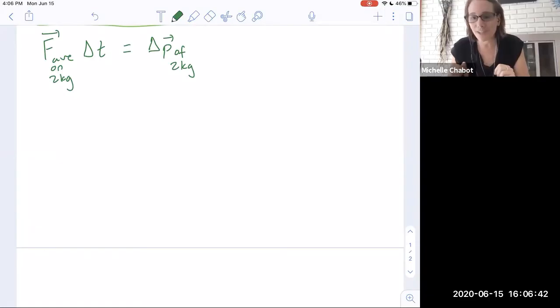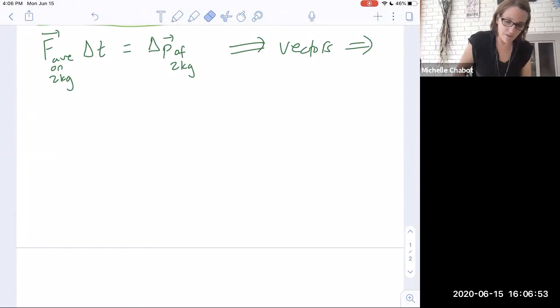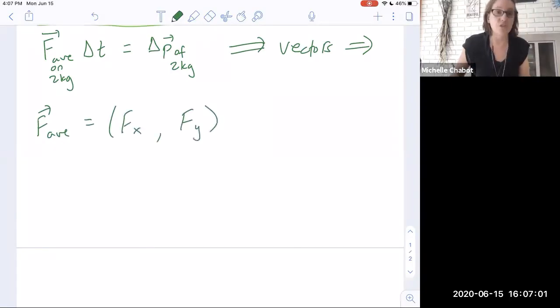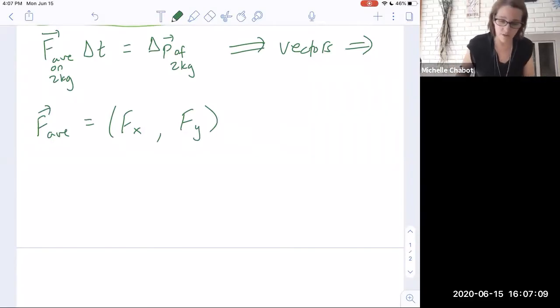Now these are vectors. So what we need to do is go ahead and divide these into our x and y components. So what we're going to have then is our average force will equal the force in the x direction and the force in the y direction. So we're going to find an F sub x and an F sub y, those combine to make our net force, just like any other vector.